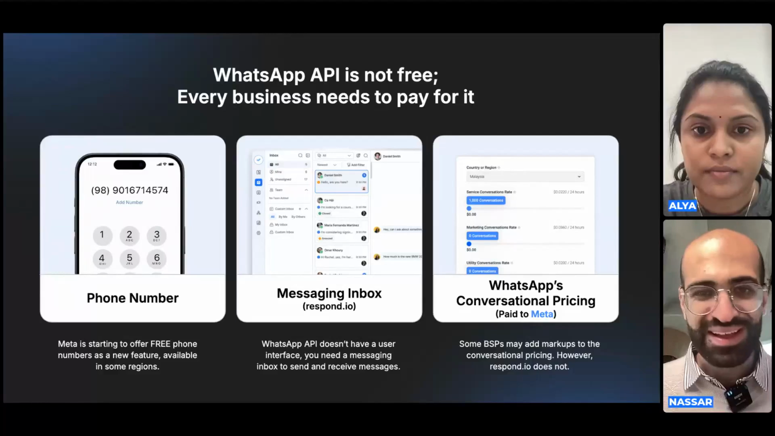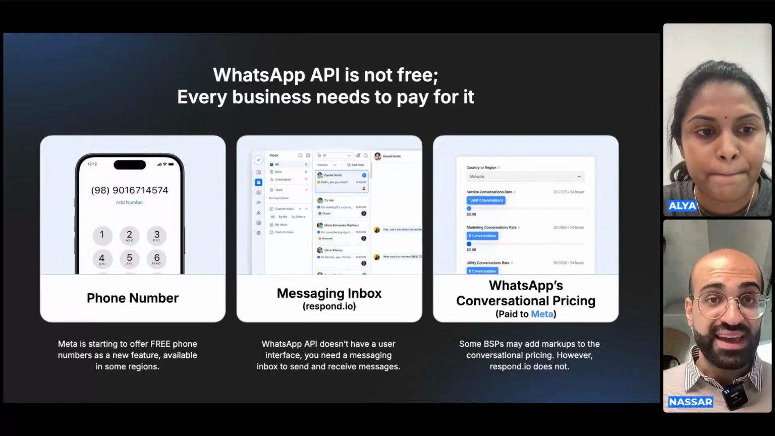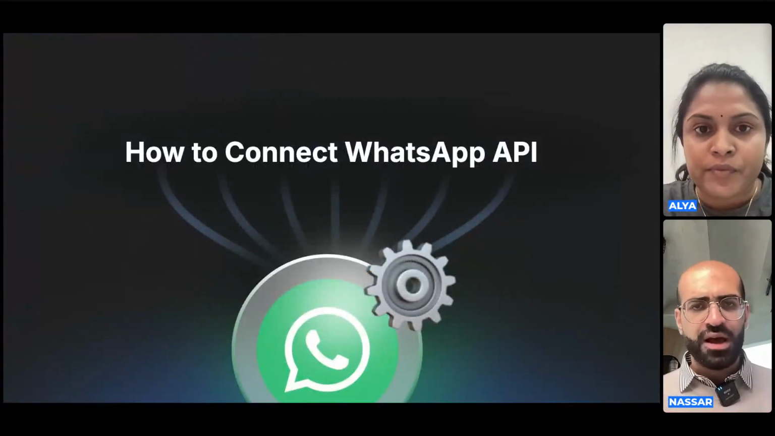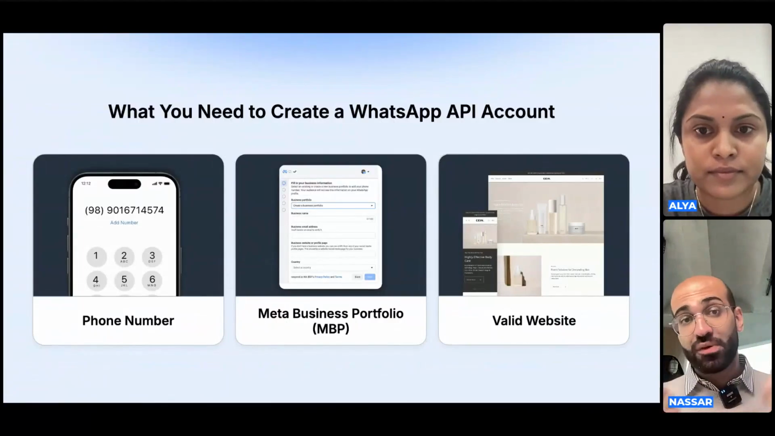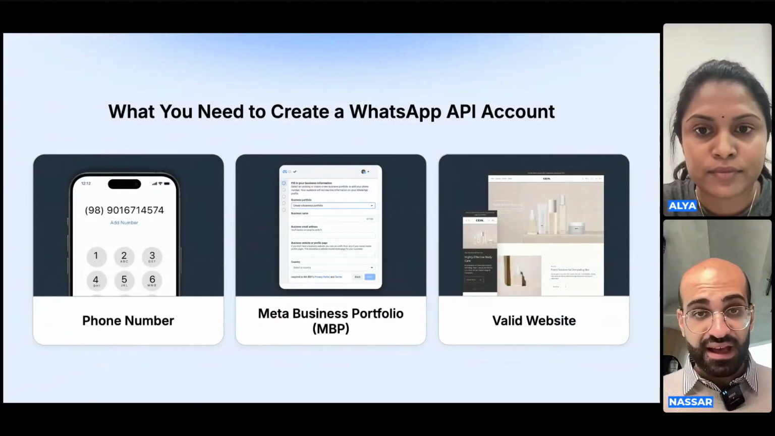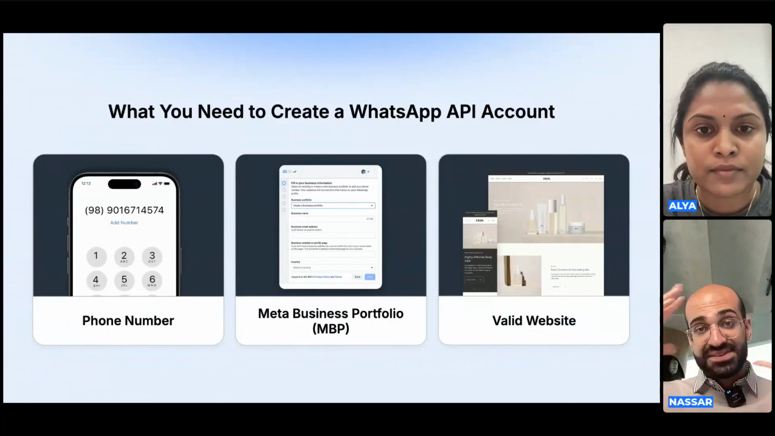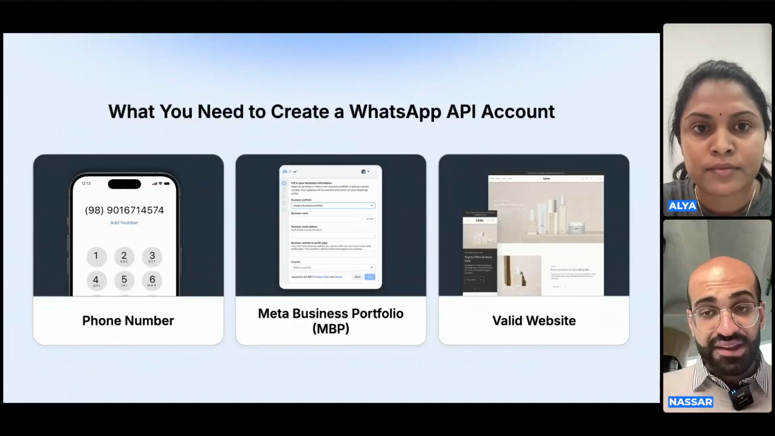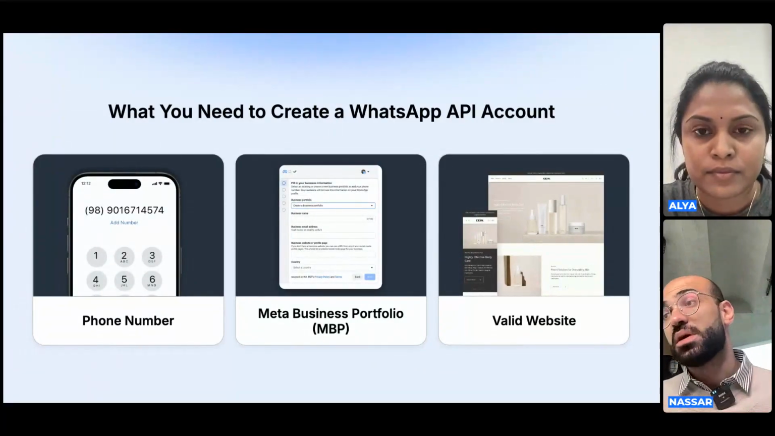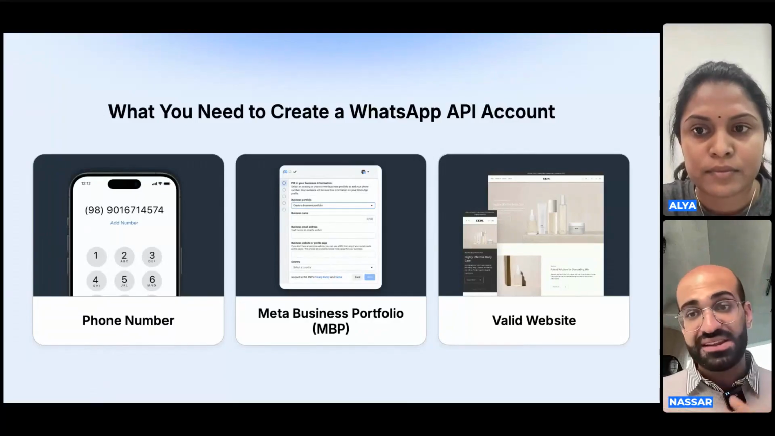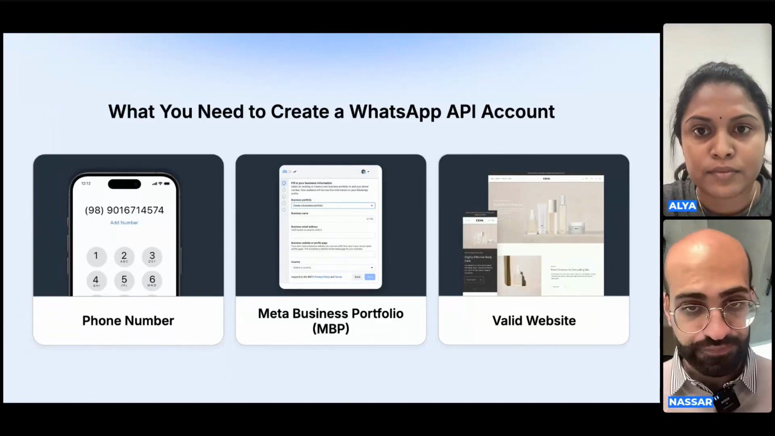Okay. Cool. So now we've covered what WhatsApp API is. Let's move on and discuss how we can connect WhatsApp API. Now there are some prerequisites, 3 mainly. First of all, as I mentioned, you need a phone number. Second thing is a Meta Business Portfolio, or MBP for short. Basically, this is your business account on Meta. And finally, you need a valid website. Why? Because Meta is trying to mitigate scams and spam use cases. So they need a valid website to verify that you're an actual operating business.